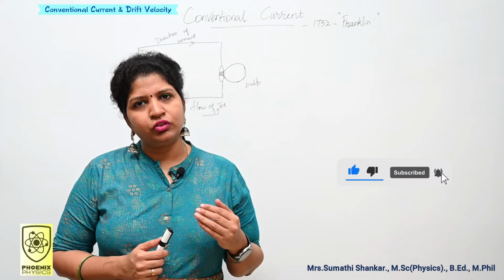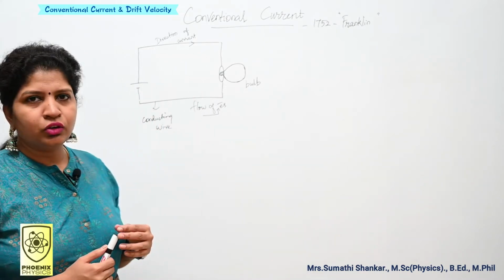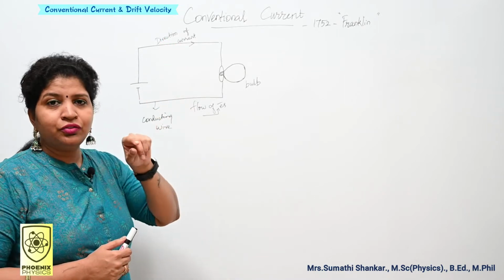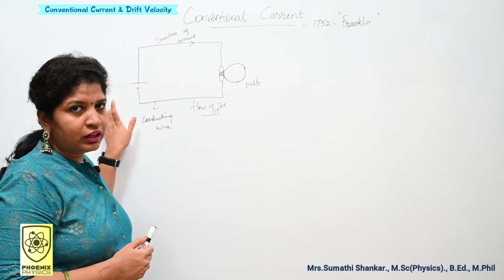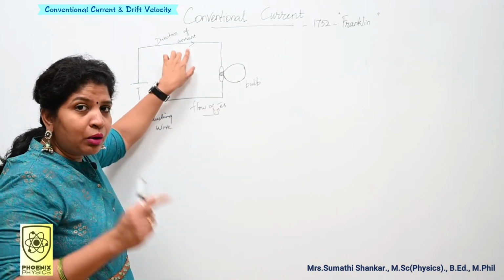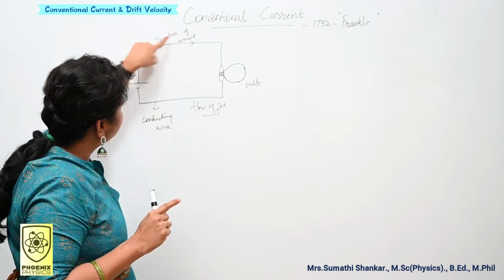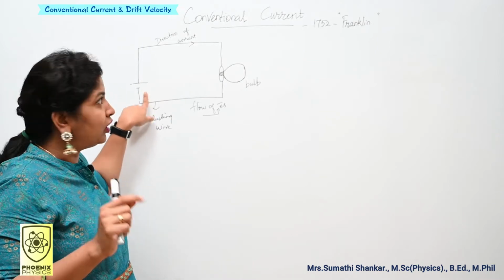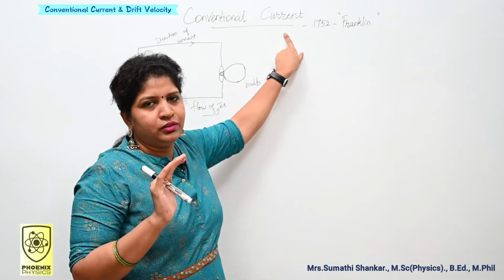Today we are going to learn conventional current. In an electric circuit, the direction of flow of current is marked from the positive terminal of the battery to the negative terminal. This indicates positive charges move from the positive terminal of the battery to the negative terminal. This is called conventional current or simply current.